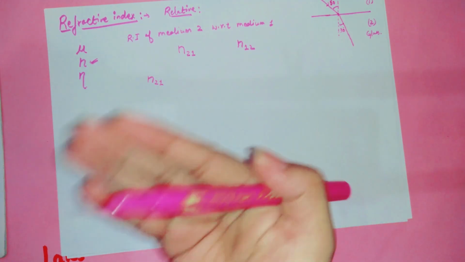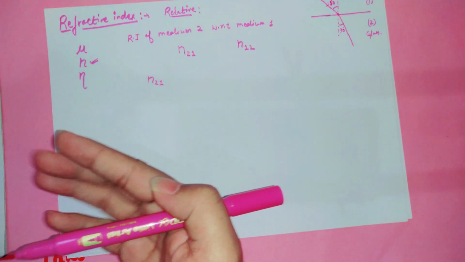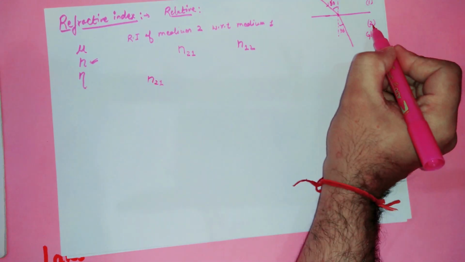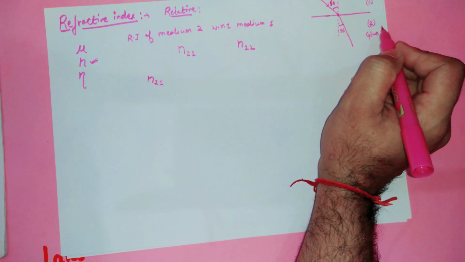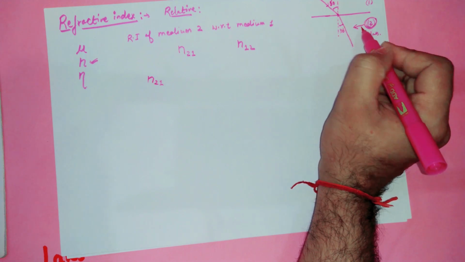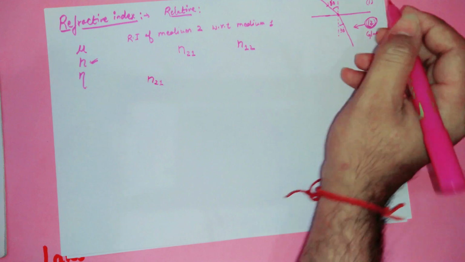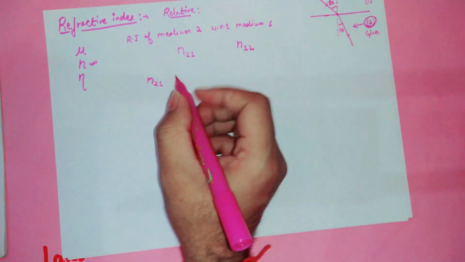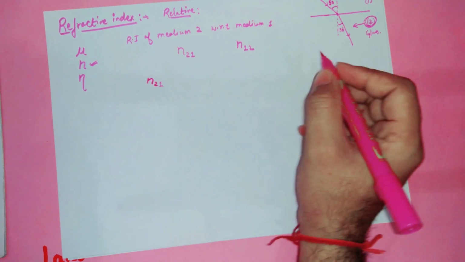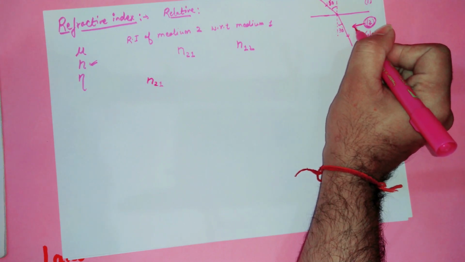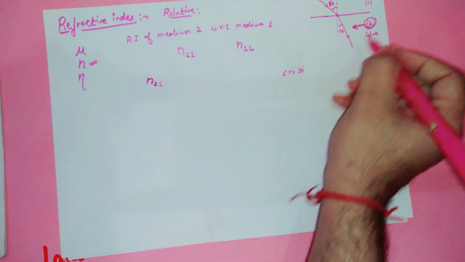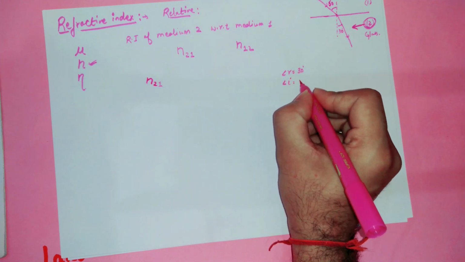How will we calculate the refractive index of medium 2 with respect to 1? First we have to know what is I and what is R. Since we want to calculate the refractive index of medium 2, the angle of this medium we will always take as R. Clear? I am not showing the particular direction, but since we are calculating the refractive index of medium 2, the angle of that medium will always be taken as R. So angle R is equal to 30 degrees, and angle I should be 60 degrees.